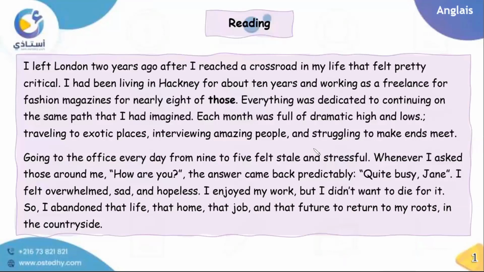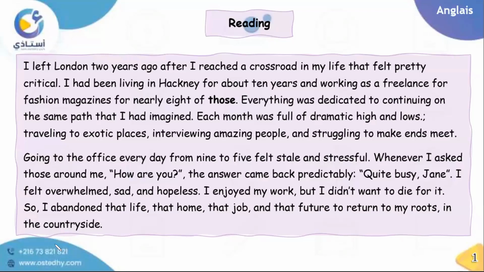I left London 2 years ago after I reached a crossroad in my life that felt pretty critical. I had been living in Hackney for about 10 years and working as a freelancer for fashion magazines for nearly 8 of those. Everything was dedicated to continuing on the same path that I had imagined. Each month was full of dramatic highs and lows. Traveling to exotic places, interviewing amazing people, and struggling to make ends meet. Going to the office every day from 9 to 5 felt stale and stressful.